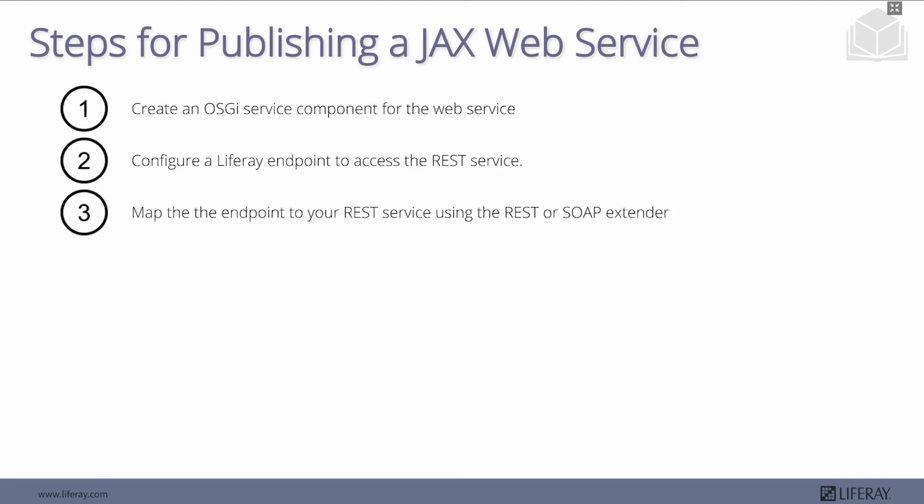So how do we publish a web service, either REST or SOAP? Just like we've done many times, we start off by creating a component. From there, we implement the service as we desire. We then create or configure the endpoint. What's the URL or URI that's used for us to access the service? We then map the endpoint to our REST service so that when the endpoint is invoked, it invokes our specific service. We do that over in the extender, depending on which service we're using.